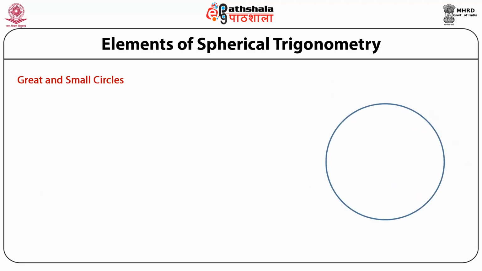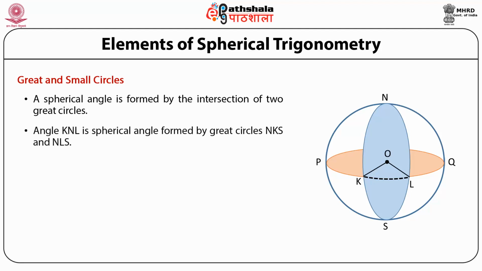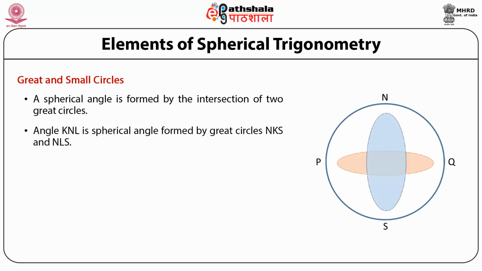We will learn about the spherical angle. A spherical angle is formed by the intersection of 2 great circles. In the picture shown here, the 2 great circles are NKS and NLS. The intersection of these 2 great circles forms a spherical angle KNL. The measure of this angle KNL is the angle KOL subtended at the center of the sphere.